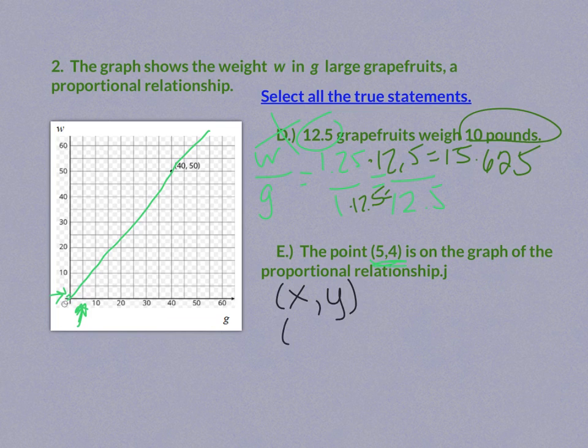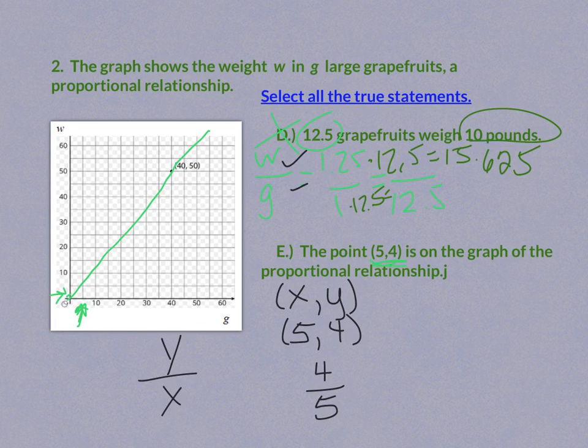So if I say that's 5, 4, I know what my X and my Y are. That's always written WG. Remember that's Y divided by X. So I've got 4, in this particular case 4 over 5.